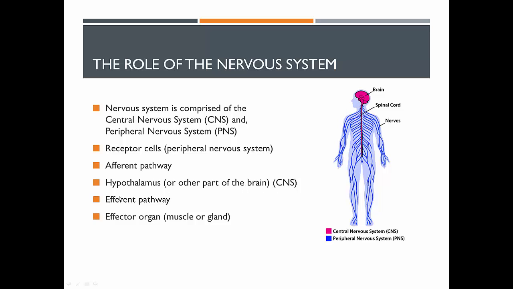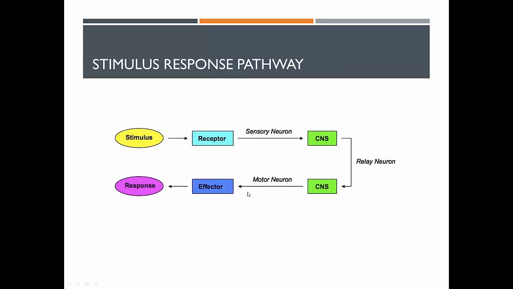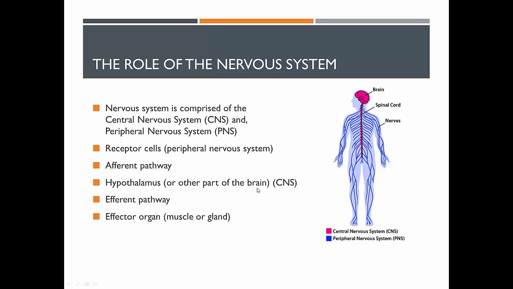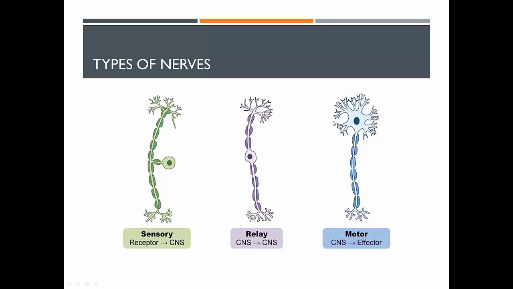So this is part of the CNS, and then we have an efferent pathway, which is something going to an effector. The afferent pathway was affected by something, and now we want to cause an effect, so we go down the efferent pathway. And then we have our effector organs, muscles and glands, which we've covered.